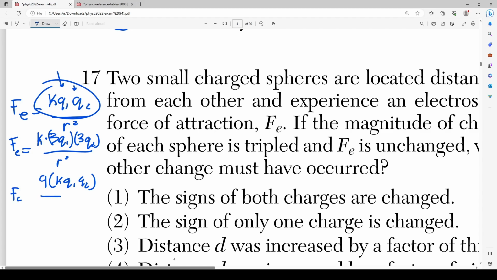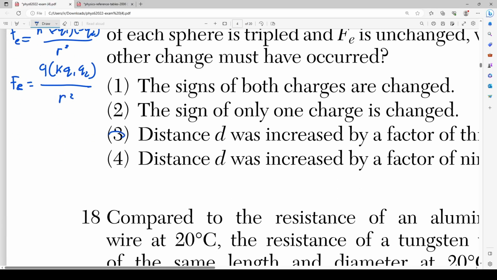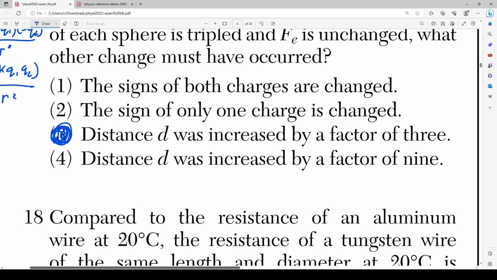And the problem is asking us, what do I have to do in order to cancel out this 9 so that my Fe doesn't change? Because now the way we have it set up, my electrostatic force is going to be 9 times greater because my numerator is 9 times greater, right? So what do I have to do to balance this out? I'm going to have to increase the distance d, or my r squared, by a factor of 3.